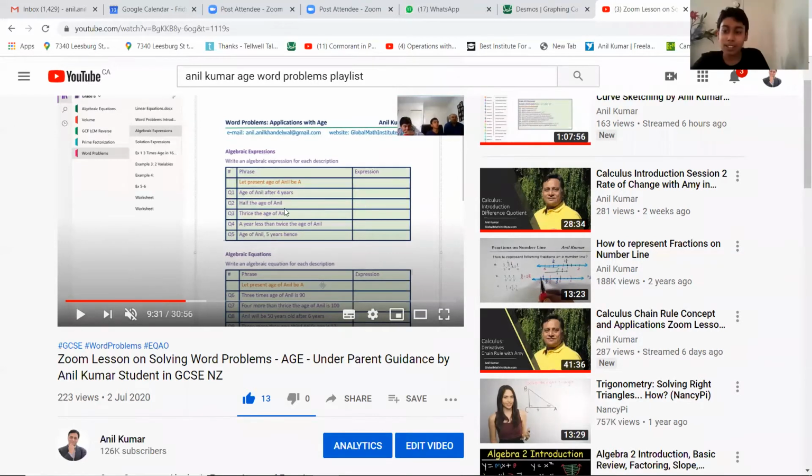A plus four. Half the age of Anil. Half A. Correct. Thrice the age of Anil. 3A. A year less than twice the age of Anil. 2A minus one. Very good. Age of Anil 5 years hence.